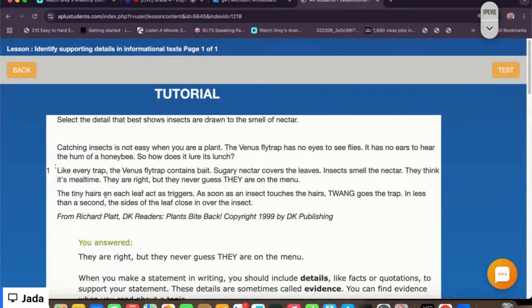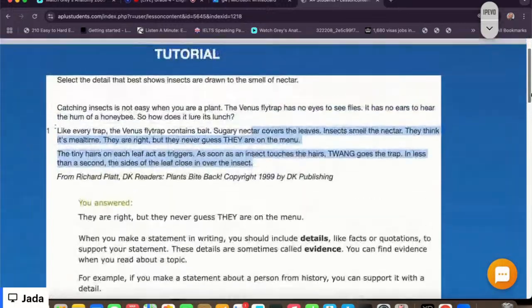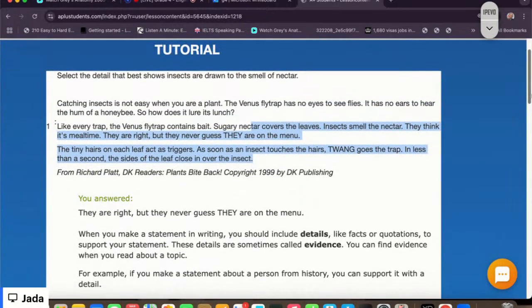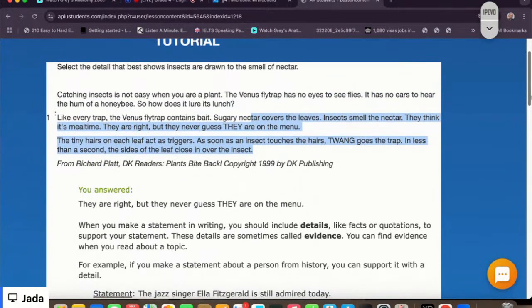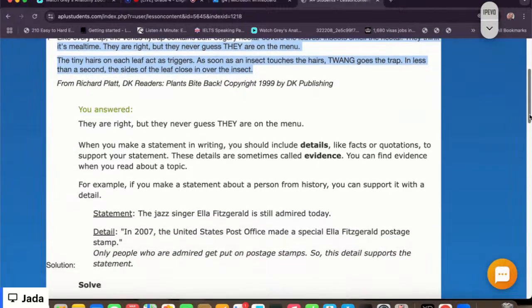All right, so the tiny hairs on each leaf act as triggers. As soon as an insect touches the hair, twang goes the trap. In less than a second, the sides of the leaf close in over the insect. So this was from Richard, right? So how do you know, or what details best show that insects are drawn to the smell of nectar?